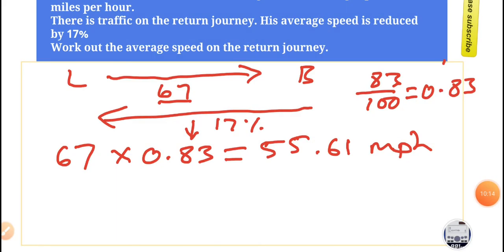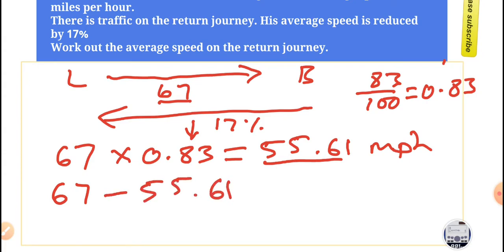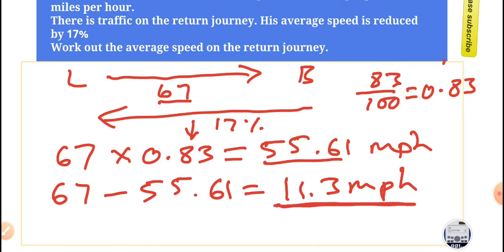Again, be careful in the exam, what's the question? So in this case, it's fine. They asked you what was the new speed. But if they said how much has it gone down by, then you do 67 miles per hour, which was the original speed, minus 55.61, which is the new speed. And when you do it in your calculator, you'll get 11.39 miles per hour. So this is how much it's gone down by. So this is the new speed, and this is how much it's gone down by. So depending on what the question is asking, you'll have to choose your answer.